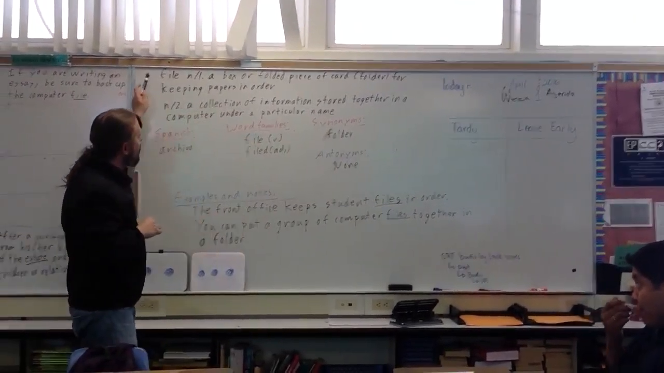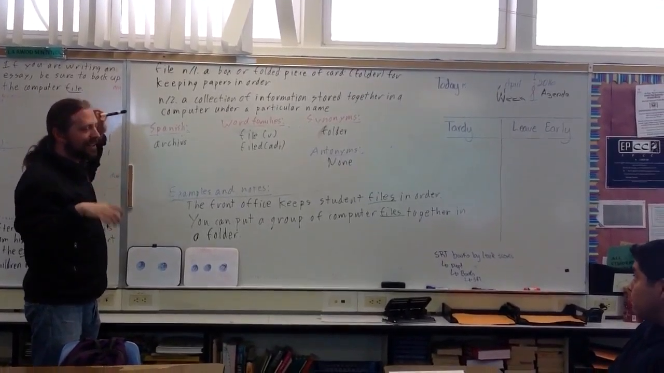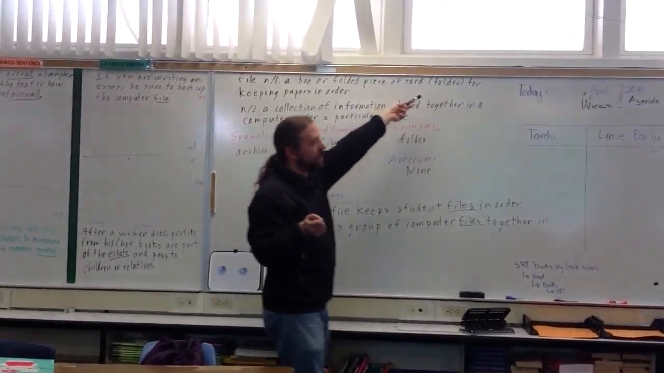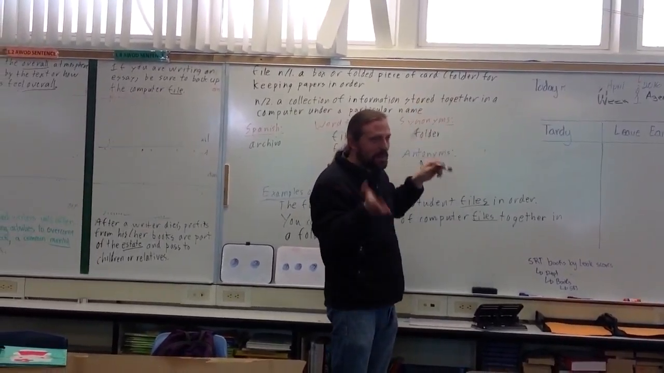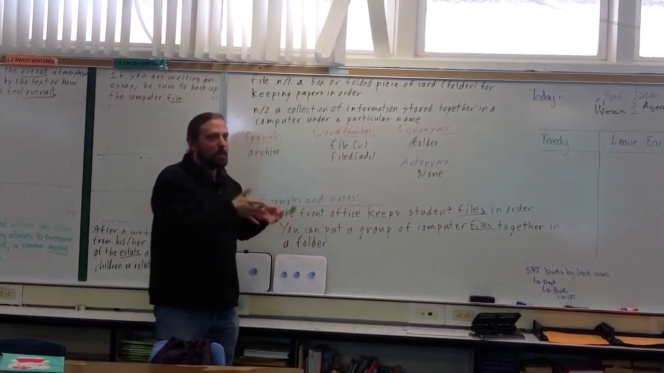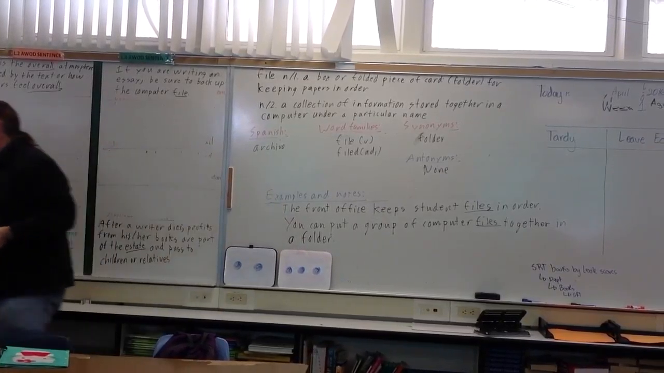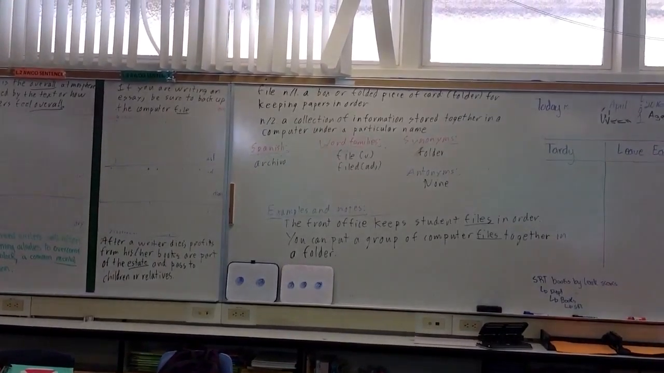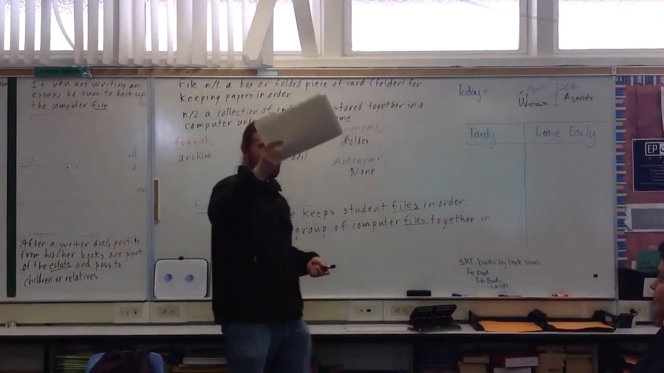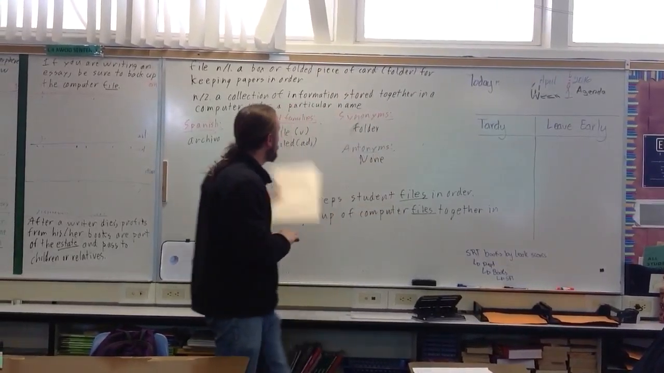So file can be, one, a box or folded piece of card. I don't really like folded piece of card. That's what your definition said. What do they mean? They mean a folder. So a folded piece of card is a folder. A box or folder for keeping papers in order. That can be a file. So I could talk about this as a file. This is a file because it's a folder and it has papers in it. All right. So that's one definition.